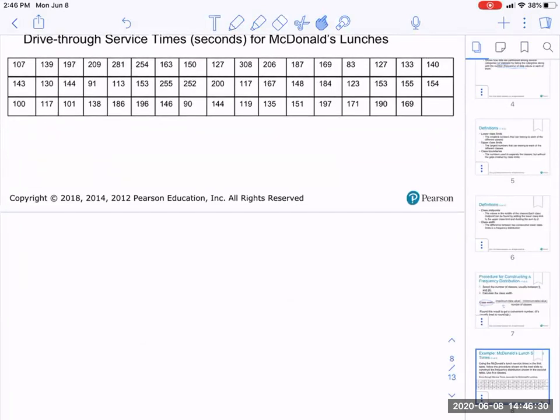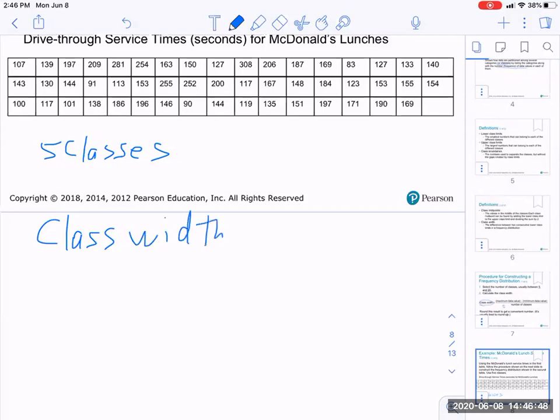Okay, so I'm going to use the recipe. I'm going to do 5 classes. So I'm going to find the class width, which is the high value, subtract the low, and in this case, divided by 5, my number of classes. Oh, and I wish I would have done this beforehand now.